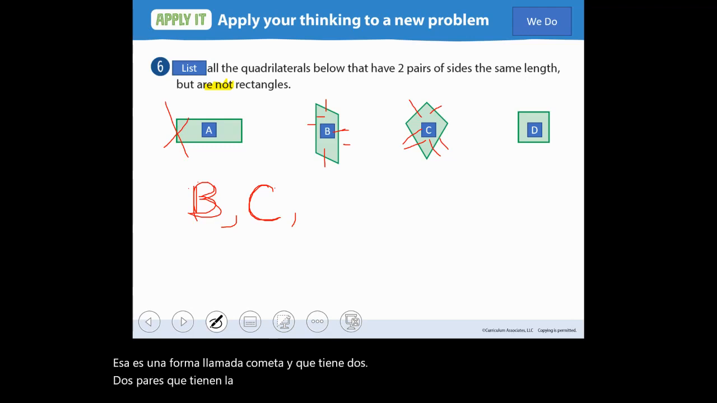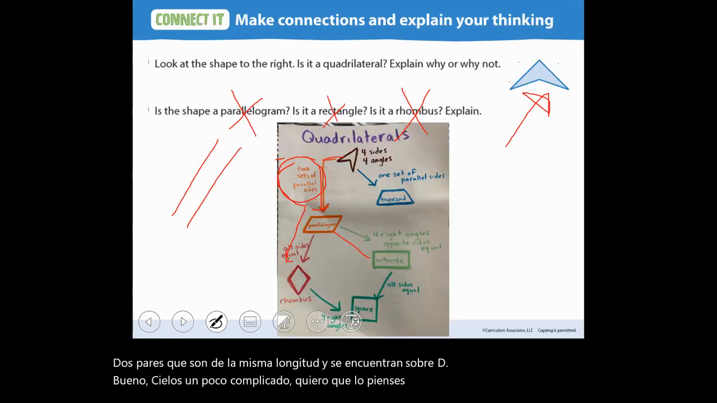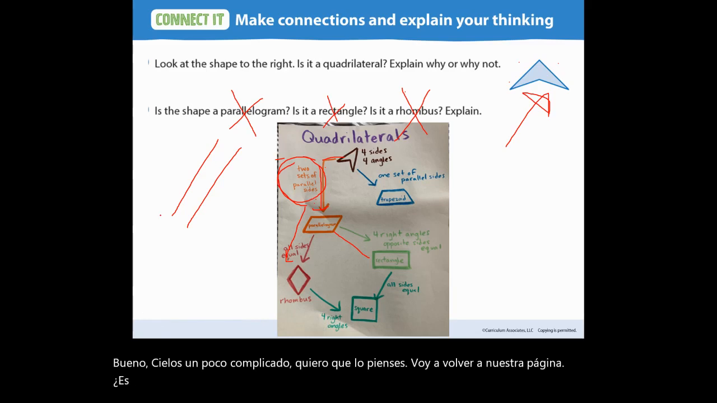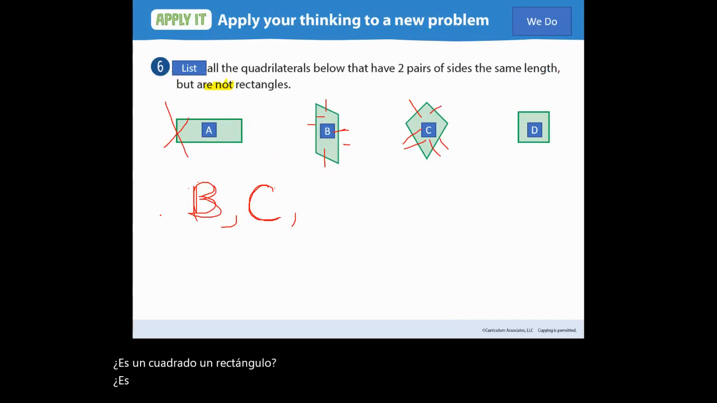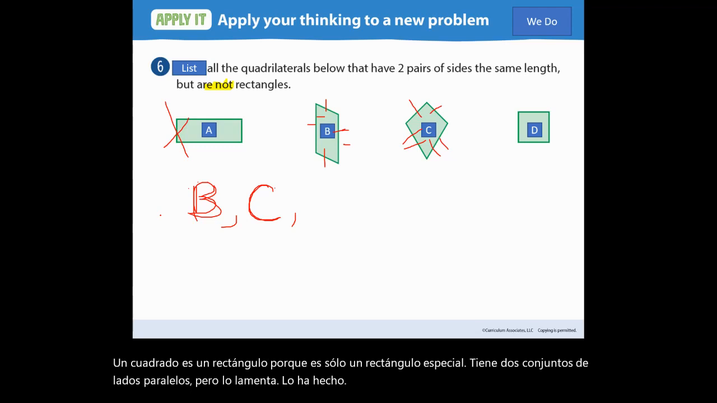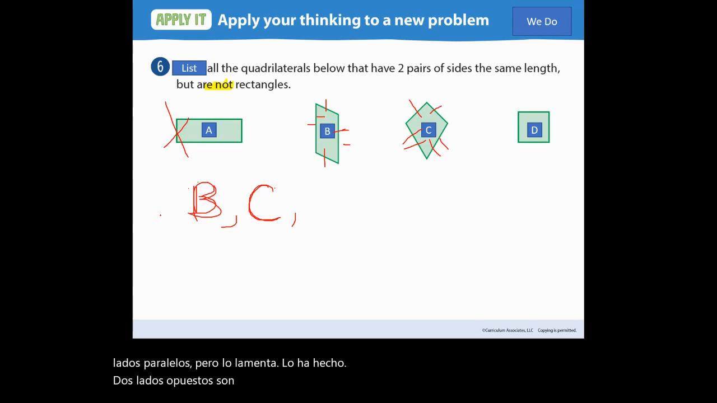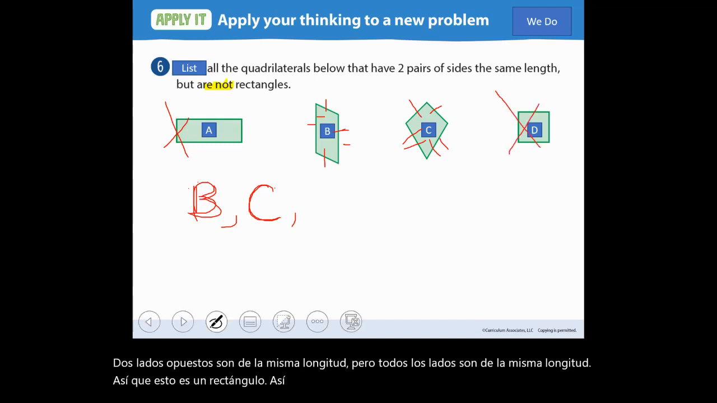And what about D? Well, D is kind of tricky. I want you to think about it. I'm going to go back to our page here. Is a square a rectangle? A square is a rectangle because it's just a special rectangle. It has two sets of parallel sides, and opposite sides are the same length, but all the sides are the same length. So this is a rectangle, so we cannot put it in our list.